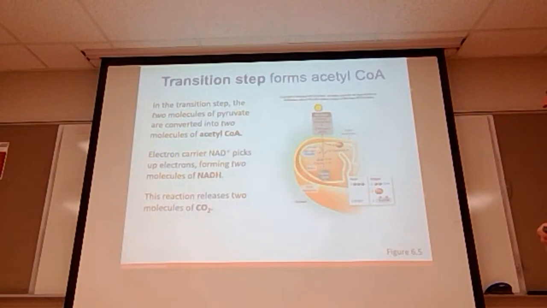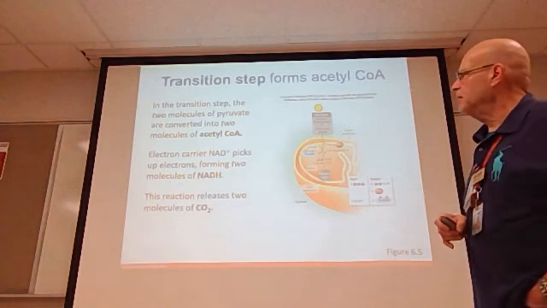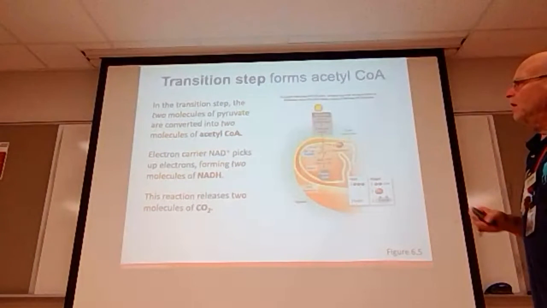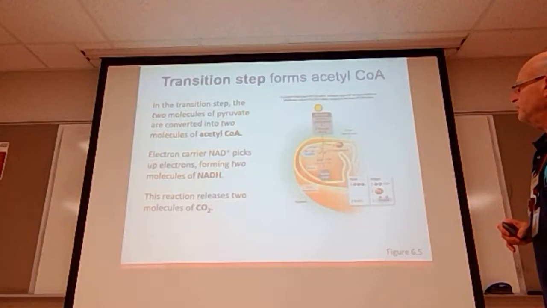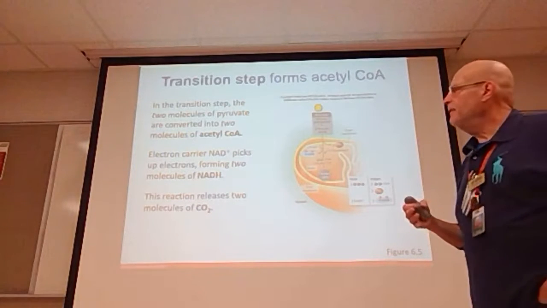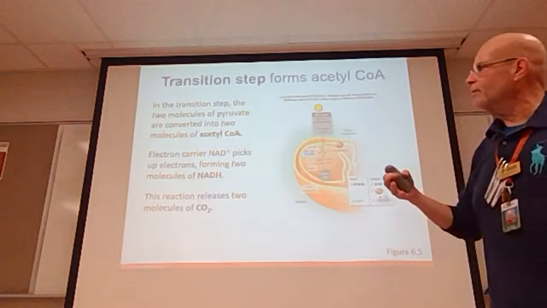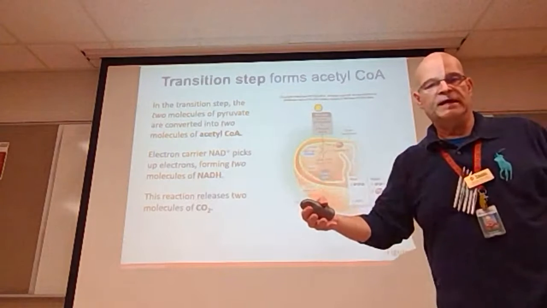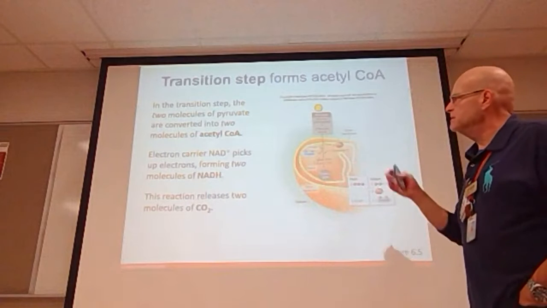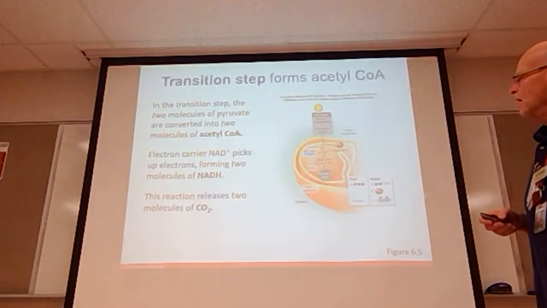In the transition step, which lots of textbooks leave out, I do not understand why, the 2 molecules of pyruvate are converted into 2 molecules of acetyl coenzyme A. It is actually acetyl coenzyme A that goes into the Krebs cycle. Pyruvate can't enter in the pyruvate form. It must be modified, and that happens in the transition step.